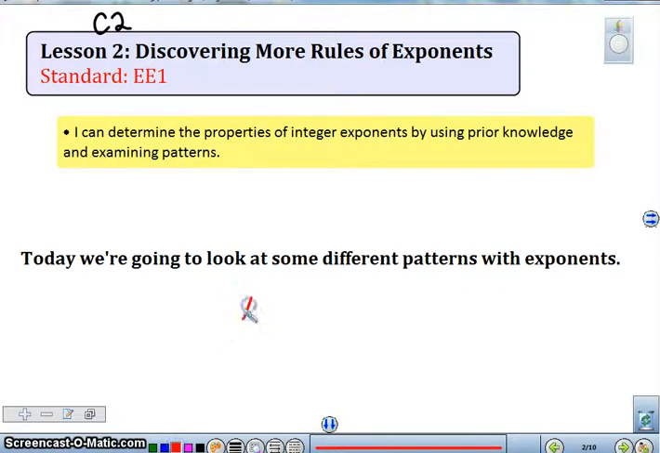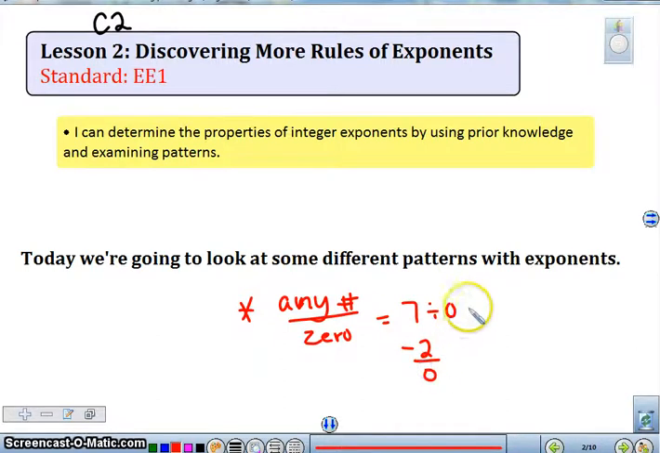The first of those that we talked about earlier this year is that any number, doesn't matter what that number happens to be, if we divide it by 0, 7 divided by 0, -2 divided by 0, all of these will always be equal to undefined. So remembering that we can never divide by 0.